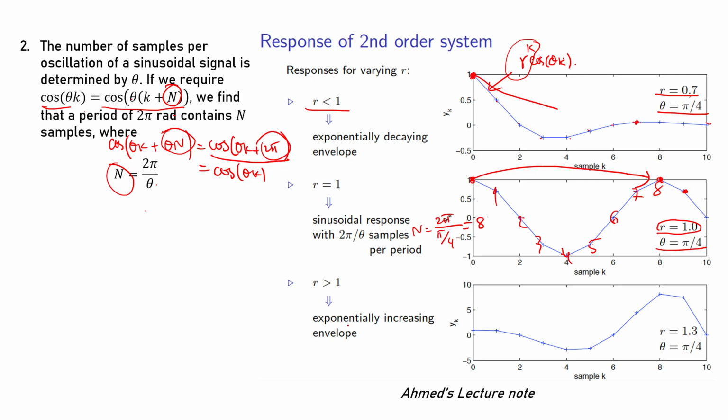For r greater than 1, you have an exponentially increasing envelope, so this one just grows bigger and bigger, and in that case it's not interesting to analyze.